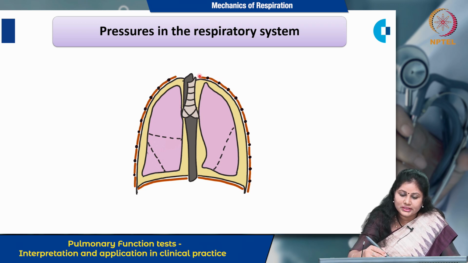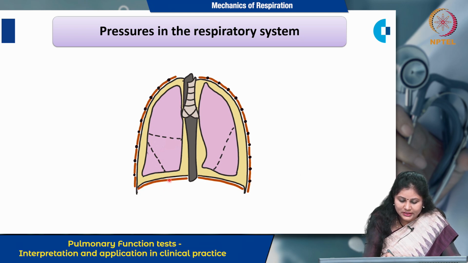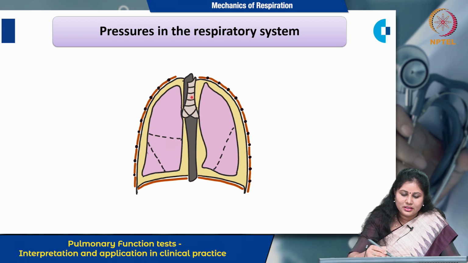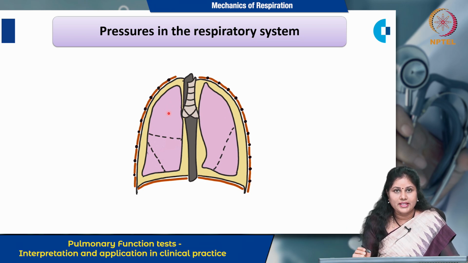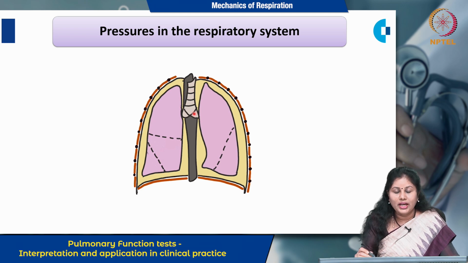The outermost is the chest wall, which is made up of the muscles, the external and the intercostal muscles, and the ribs in between. And you can see the chief muscle here is the diaphragm, which increases the vertical diameter. Now, this is the lungs. The lungs are freely floating in the thoracic cavity, except at one place at the hilum where it is attached. Otherwise, it is freely floating in the thoracic cavity.